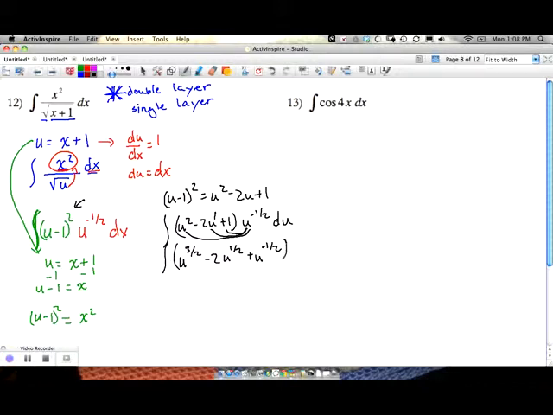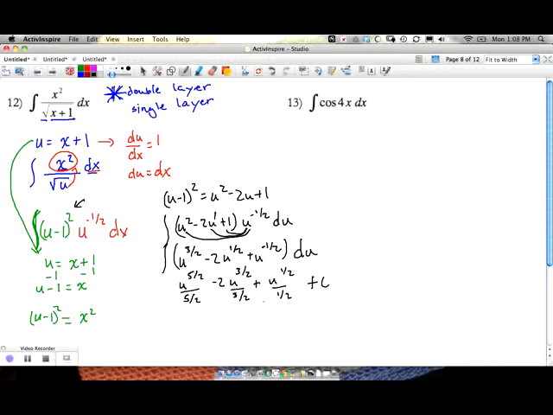So now we're going to take the antiderivative of this piece times du. Now there's 3 separate terms there, so we can do each one individually. The first one, we add 1 to the power, we get 5/2. That's going to be over 5/2. The next one is going to be negative 2 times u to the 3/2 over 3/2. And the last one will be u to the 1/2 over 1/2. And of course, plus c.